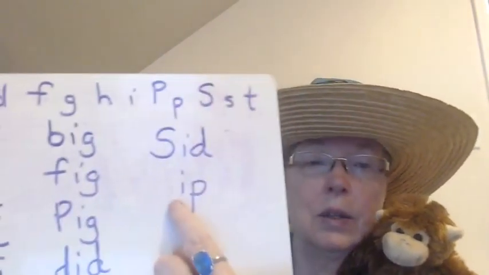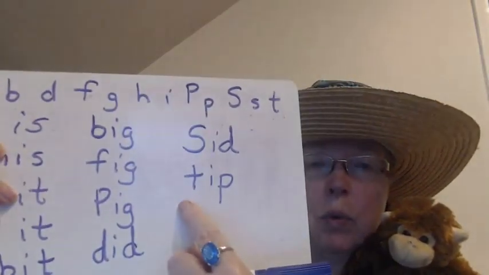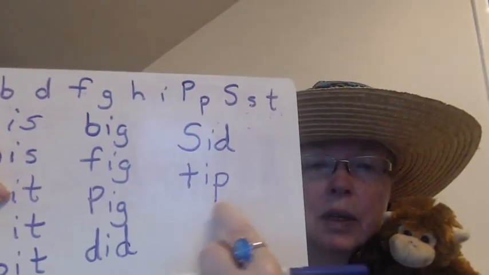And let's start back with the I. So we go back to the I again. Add a P after it. We get ip. And let's add a T in front of ip. And we get the word tip.